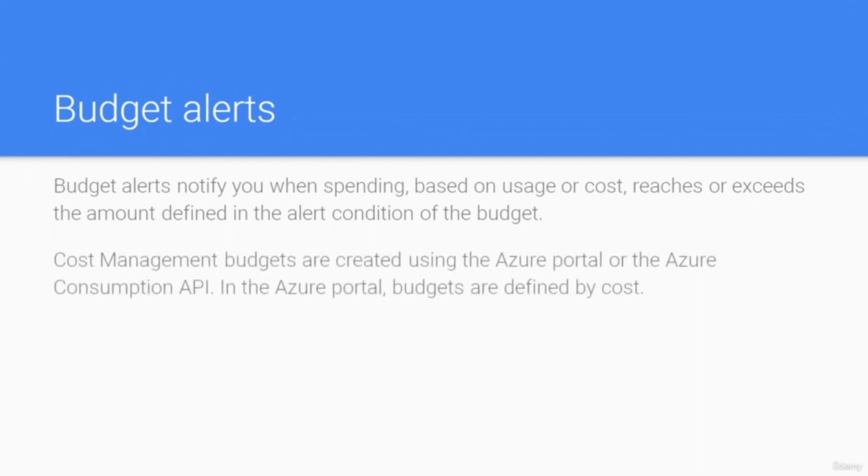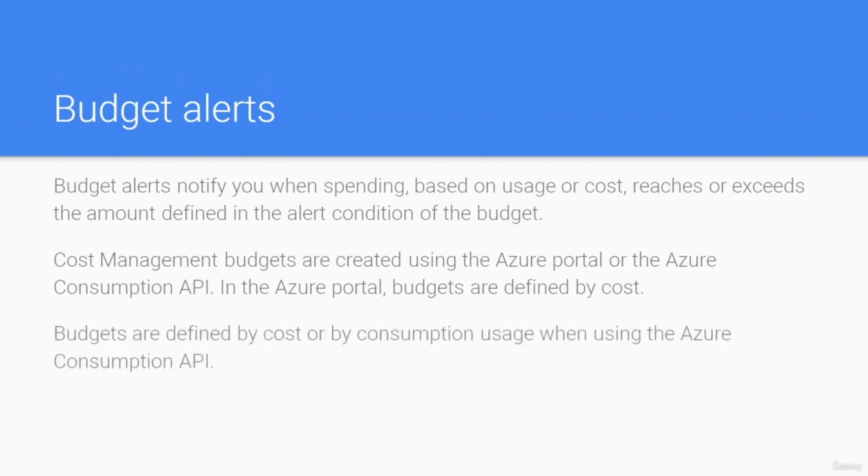Cost management budgets are created using the Azure portal or the Azure Consumption API. In the Azure portal, budgets are defined by cost. Budgets are defined by cost or by consumption usage when using the Azure Consumption API. And budget alerts support both cost-based and usage-based budgets.